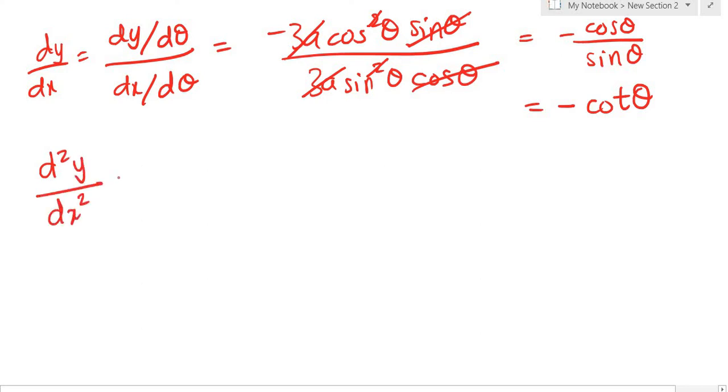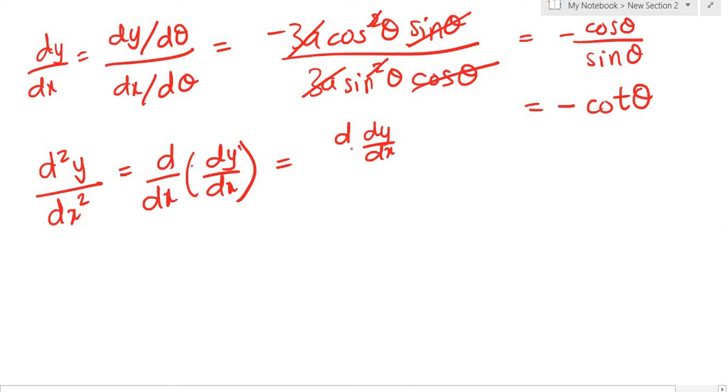So d2y by dx squared is nothing but d over dx of dy over dx. You have an expression for dy over dx, but the problem is d over dx, since everything is in theta, you need to first differentiate dy over dx with respect to theta and then divide that by the derivative of x with respect to theta. And we already have the expression for dx over d theta. We just need to differentiate this negative cot theta one more time.